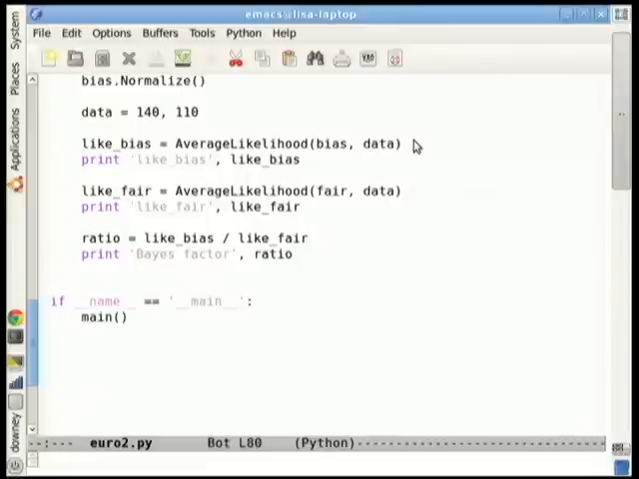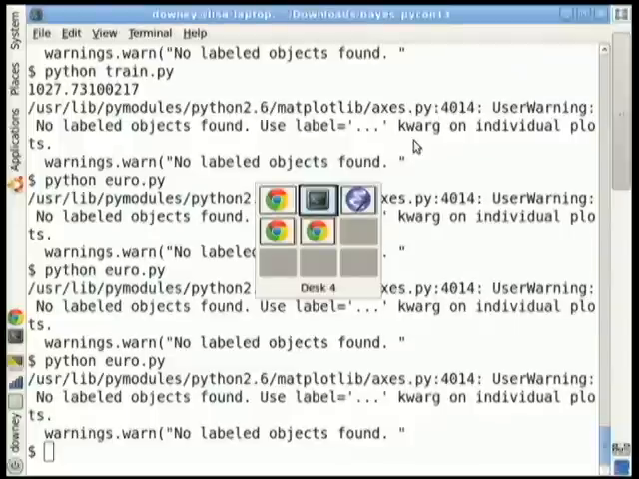That means that it's evidence in favor of the biased hypothesis. If this thing comes out to be less than one, then these data are evidence in favor of the fair hypothesis.